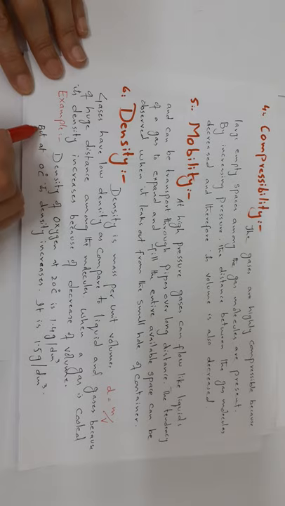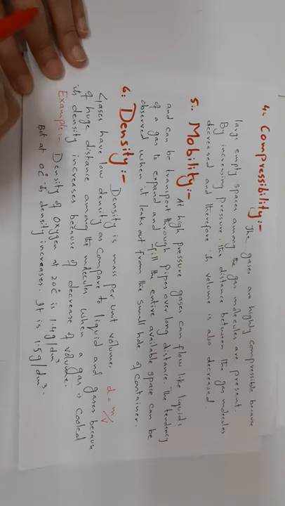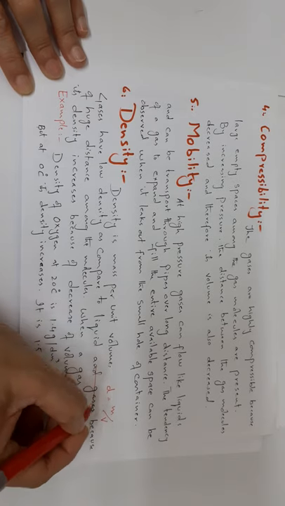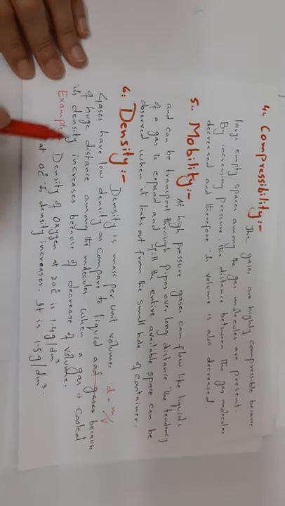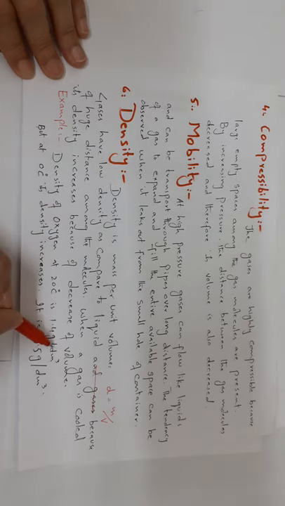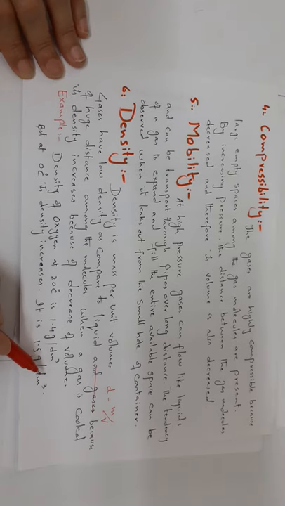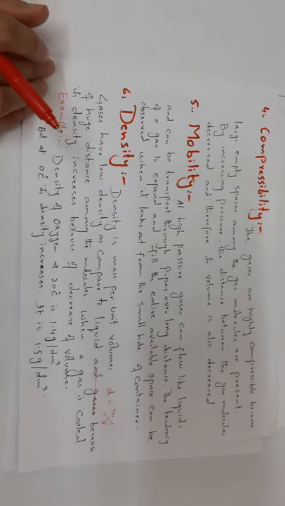Now gases have low density as compared to liquids because of the huge distance among the molecules. When a gas is cooled, its density increases because of decrease of volume. For example, density of oxygen at 20 degrees C is 1.4 gram per decimeter cube. But at 0 degrees C, its density increases, that is 1.5 gram per decimeter cube. So this is all about properties of gases.